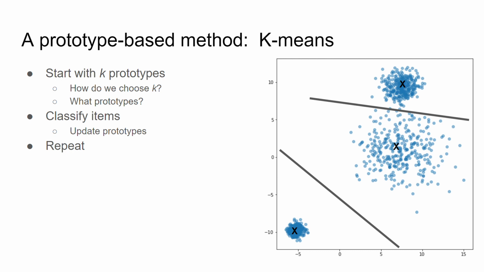You could do k-medians. But this core idea of just picking some prototypes and repeating is pretty much the first and most common method for doing this sort of immediate classification or categorization.